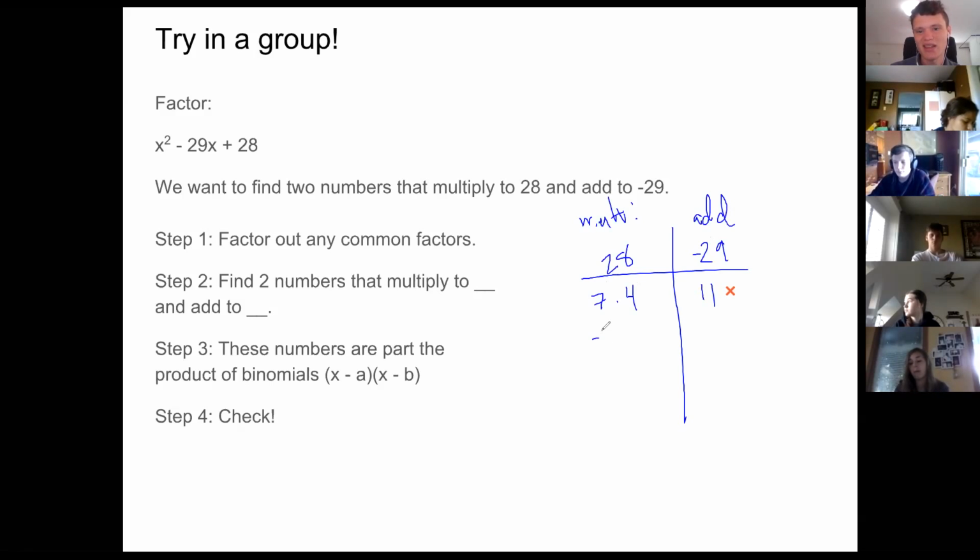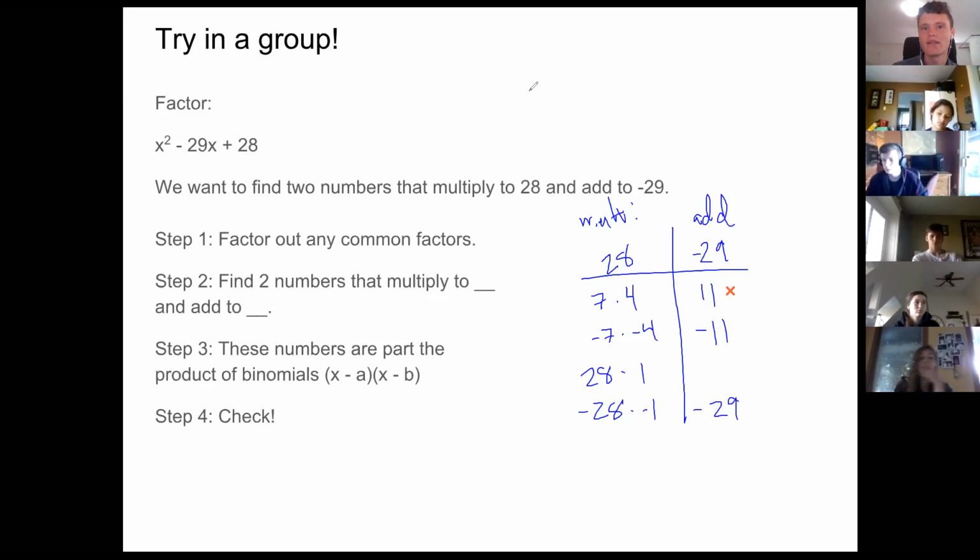We can then try negative 7 and negative 4, but of course that's not going to do it either. Then you realize we can also do 28 times 1 and negative 28 times negative 1. That's how we end up finding it: negative 28 plus negative 1 gives us negative 29. So that's going to do the trick.